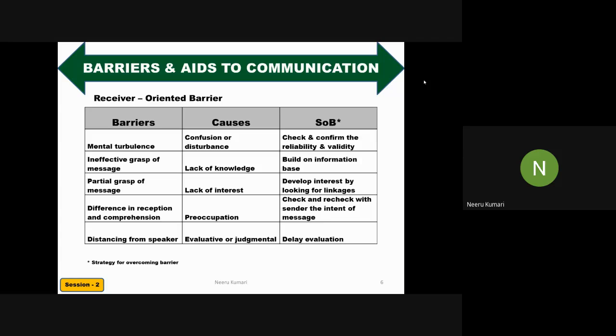Why are partial messages dangerous? Because that can create distrust, that can create a problem, that can create confusion, that can create again lots of confusion in the mind of the sender or even on the other end parties. And why? Because they could not understand each other in the right way. So partial messages again is a big problem. Difference in reception and comprehension.